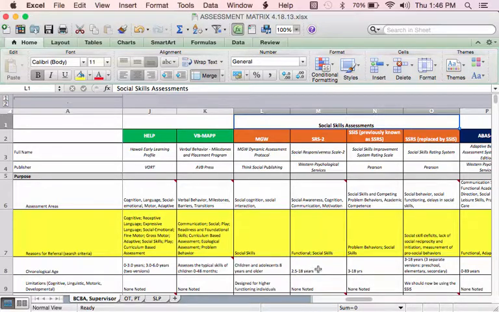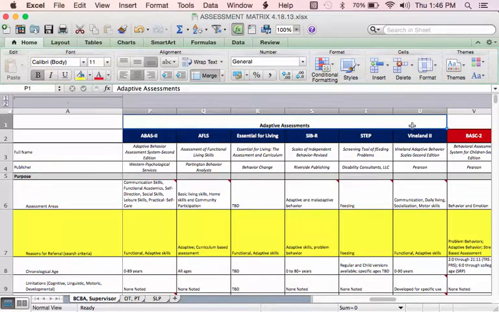Now you can compare that to the Social Responsiveness Scale, which is for individuals between 2.5 and 18 years. And the Social Skills Improvement System Rating Scale is for individuals from 3 to 18 years old. So once again, the assessment that I select will be based on age, based on what I'm trying to measure, and based on funding source recommendations as well.